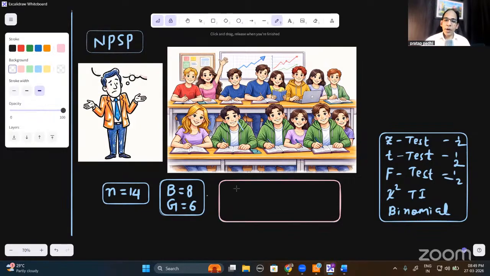So I'll go with my hypothesis, H naught. I have only two alternatives. Either I will reject H naught or I will not be able to reject. These are the only two alternatives. So for H naught you write whatever you want. Suppose I will write P is equal to 0.5. I want to know whether, not in the classroom, in the classroom we can see with our eyes, we are talking about the school as a whole.